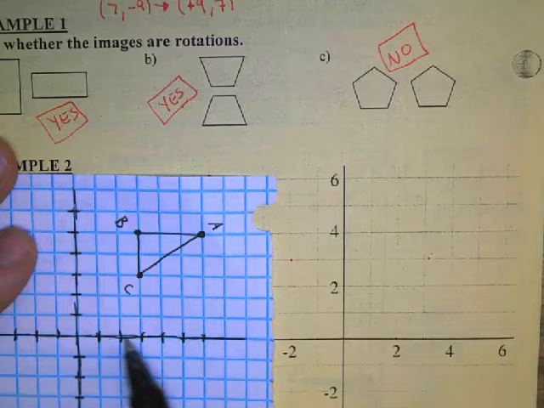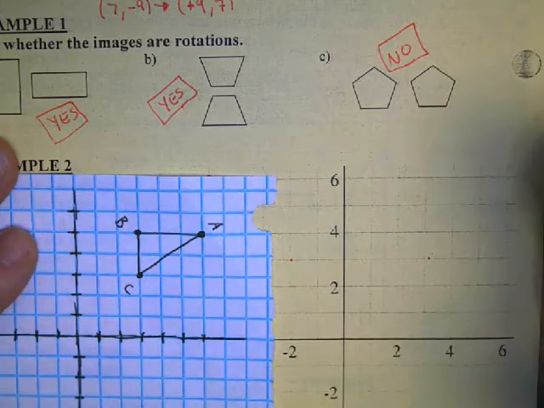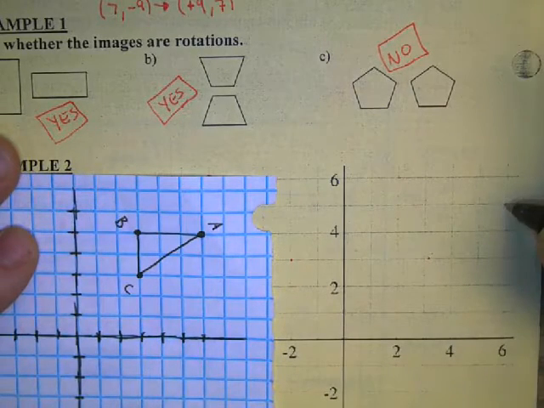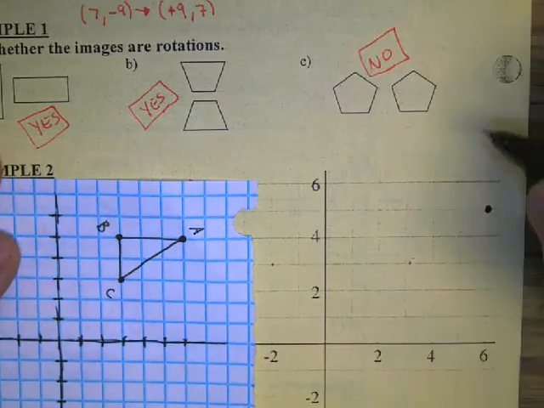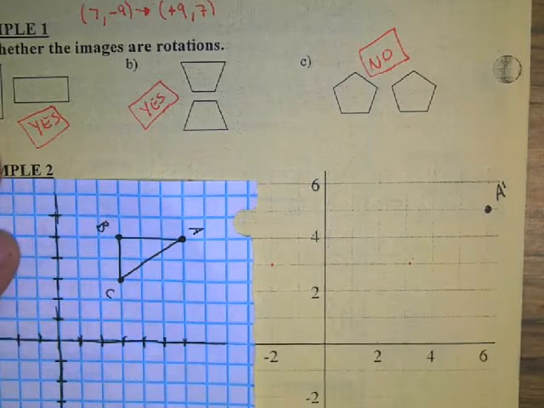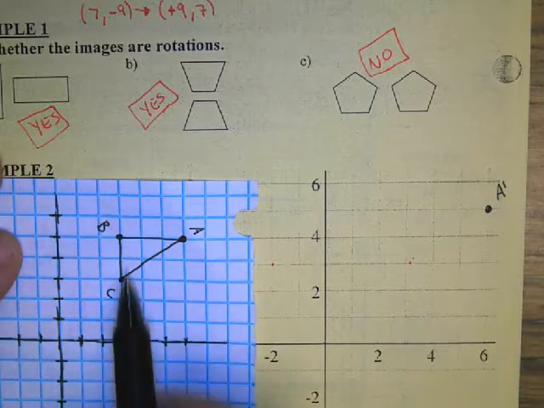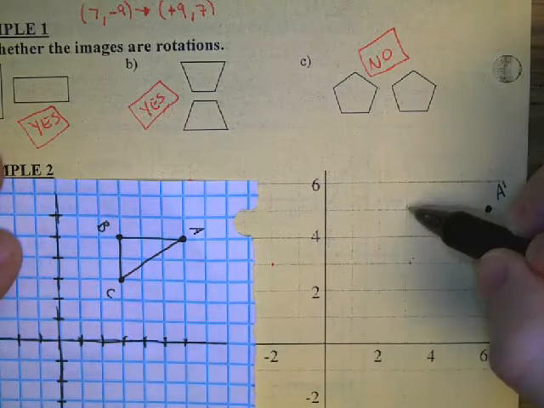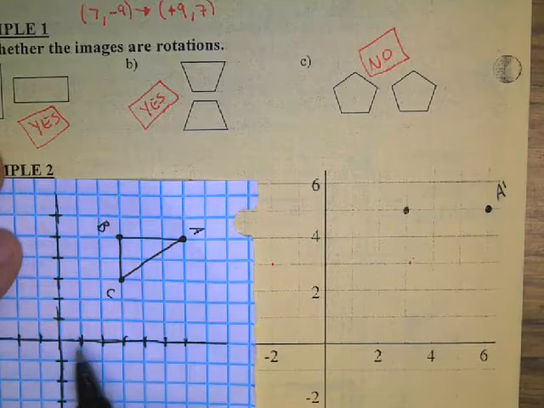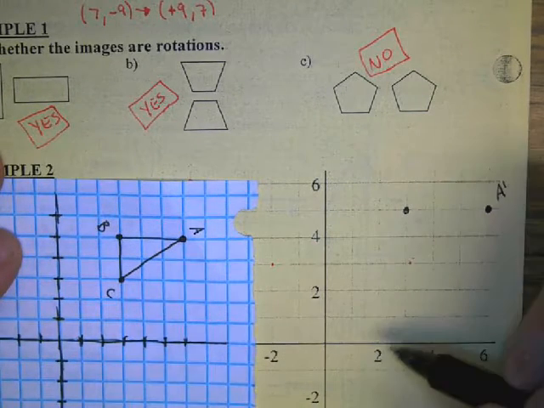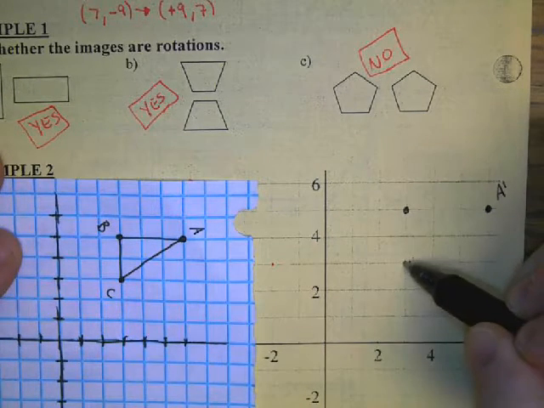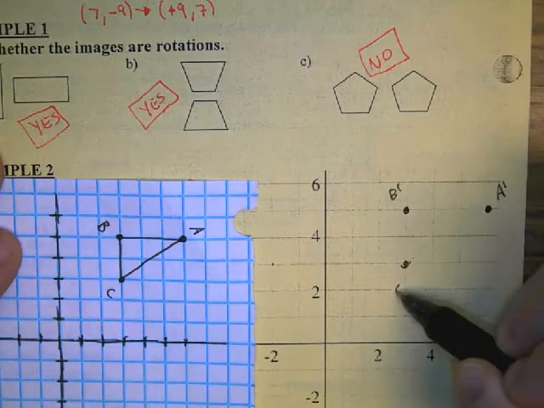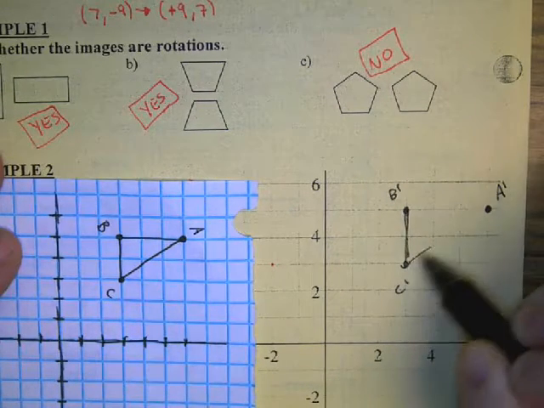This will be 1, 2, 3, 4, 5, 6, 6, 5. So I go over 6, up 5. I can plot my point, and this will be my A prime. Then we'll go 1, 2, 3, up 5, so 3, comma 5. And then we'll go 1, 2, 3, comma 3. And there's my B prime and C prime. And now we can connect the dots.